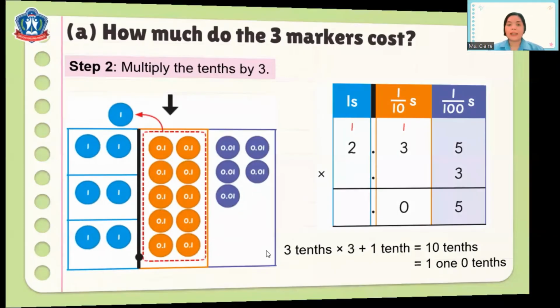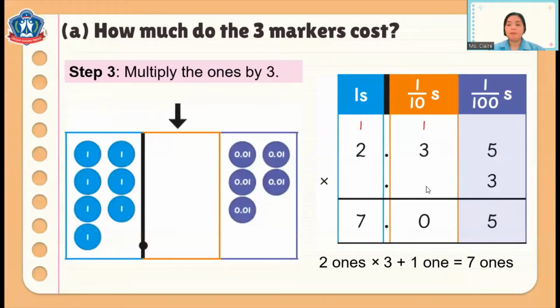So our final answer on step 3: 2 times 3 is 6 plus 1 is 7. Therefore, our answer is 7.05. So as you can see, we have 2 decimal places in our answer. So the cost of 3 markers is $7.05.